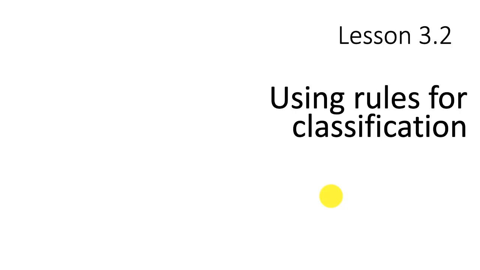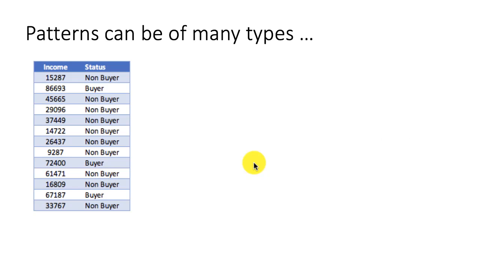So the technique for classification that we'll be looking at first is called classification trees. First of all, let's understand how we can use rules for classification. As we've already said, when we say models, models are looking for patterns, and the patterns can be of many types.